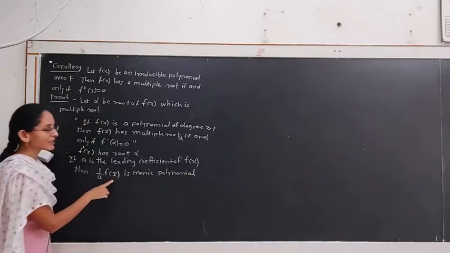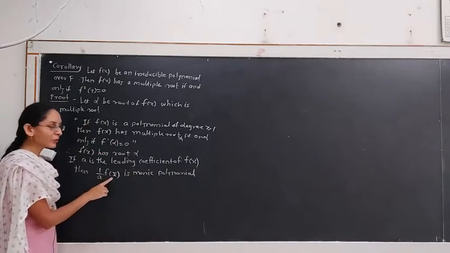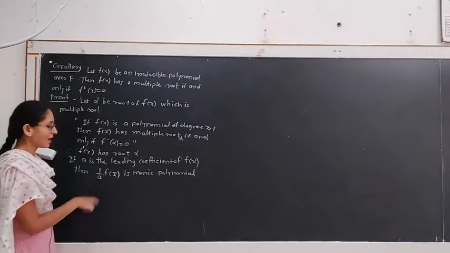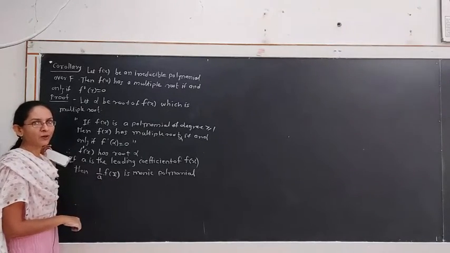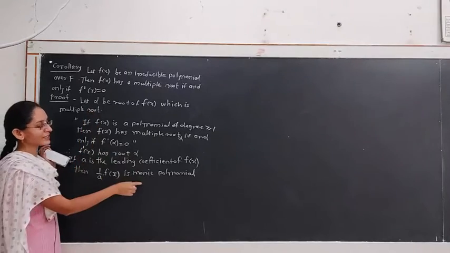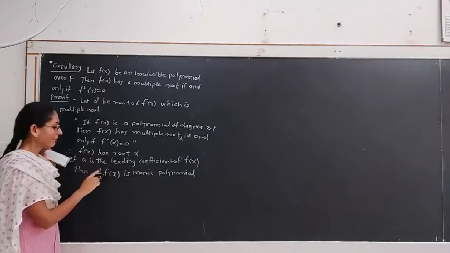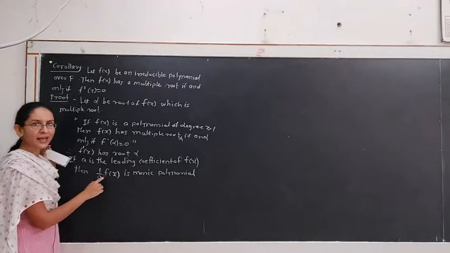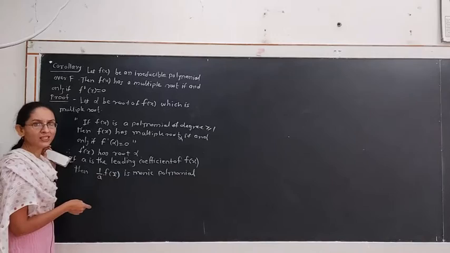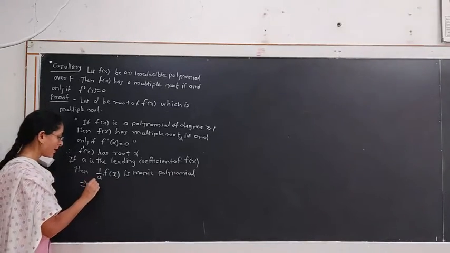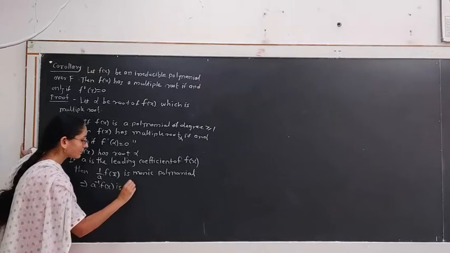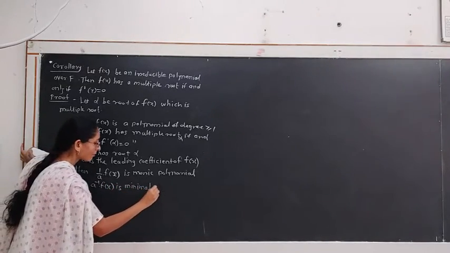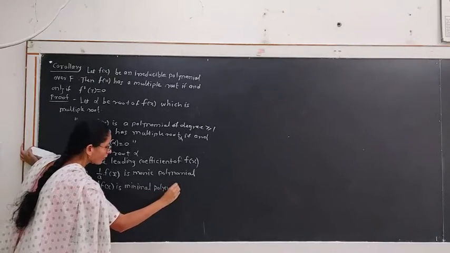We know that f(x) is irreducible. Now a inverse into f(x) is a monic polynomial. Hence a inverse into f(x) is the minimal polynomial for alpha, because it is irreducible over the given field. If we multiply it by a inverse, then a inverse into f(x) is a monic polynomial which is irreducible having alpha as a root, which implies a inverse into f(x) is the minimal polynomial for alpha.